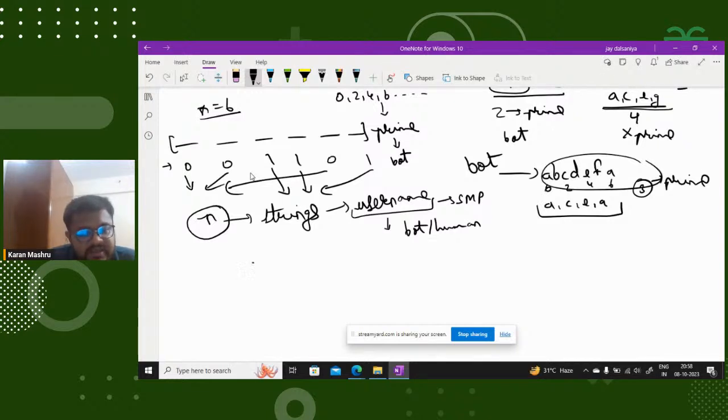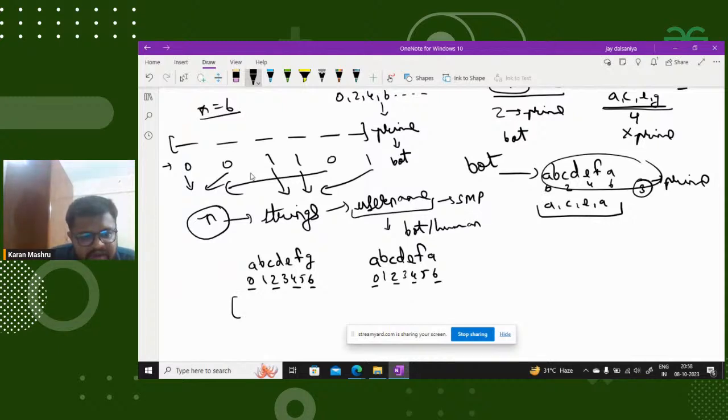So basically, let's say one username is A, B, C, D, E, F, G. Another username is A, B, C, D, E, F, A. If I write the positions, then this is 0, 1, 2, 3, 4, 5, and 6. This is 0, 1, 2, 3, 4, 5, and 6. These are the even positions. I want to count the distinct characters at even positions. So the characters at even positions are A, C, E, G. Here the characters at even positions are A, C, E, A.